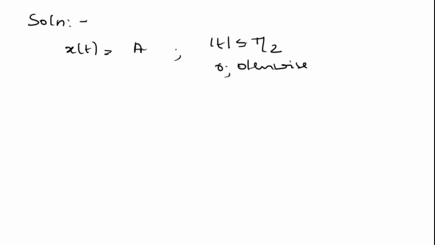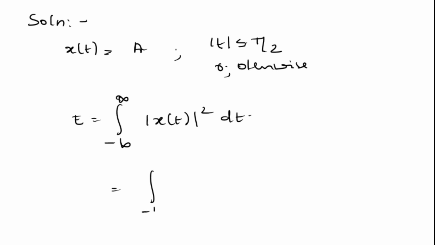We can write from the given figure x of t is equal to a, where mod t is less than or equal to t by 2 and 0 otherwise. And the energy is given by integral from minus infinity to infinity of mod of x of t whole square into dt, which is equal to integral from minus t by 2 to plus t by 2 of mod of a square into dt, which is equal to a square into t.